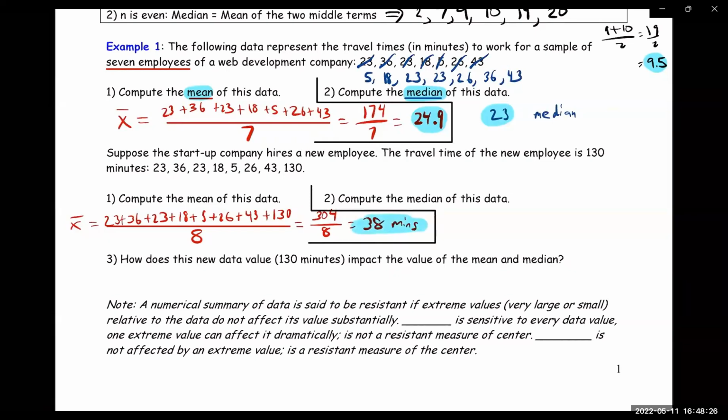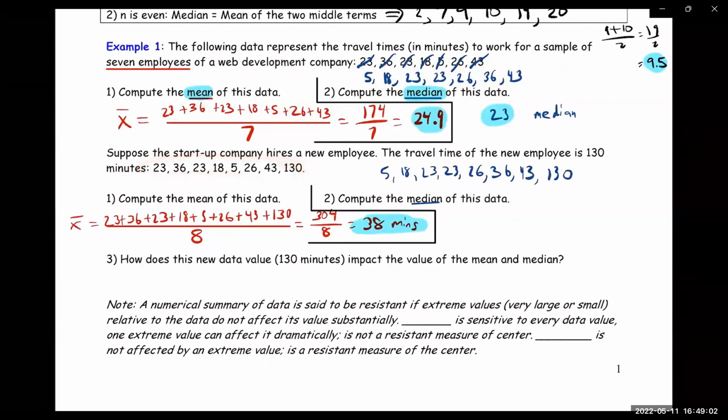All right, now let's look at the median. So same thing, this time we have to write them from smallest to largest again. So it's going to be the same list over here, just add the 130 to the end. I'm just going to copy it over. So I took the same list that we had over here, and I just added 130 to it. All right, so now we have 8 data values.